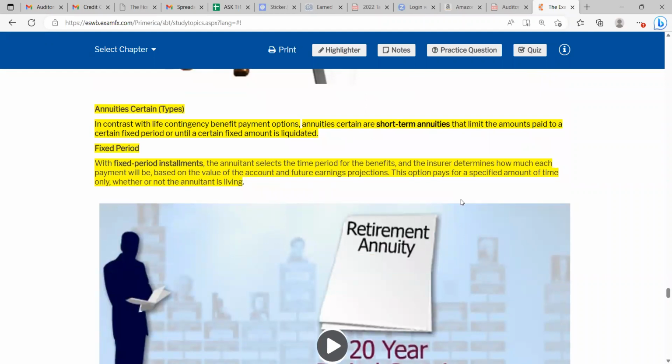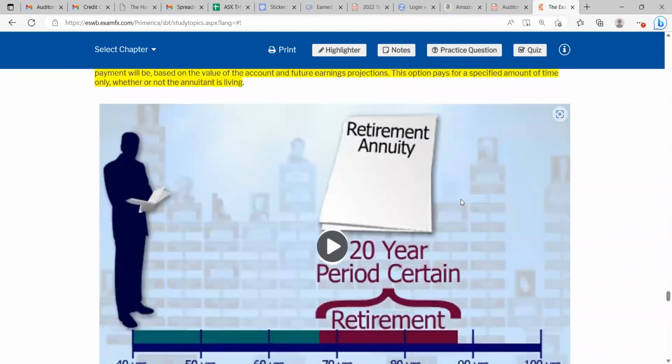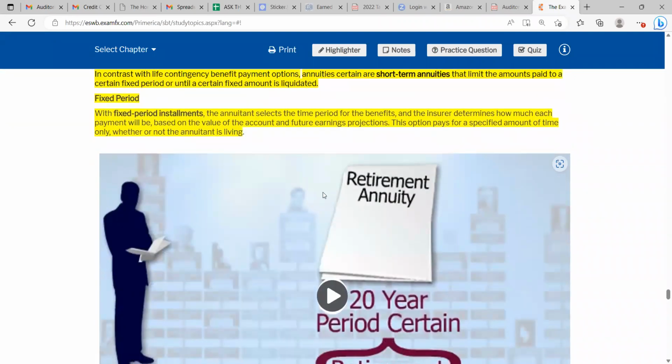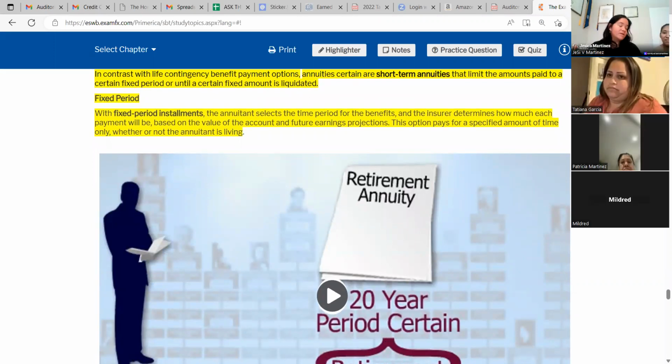So annuities, certain types, we have fixed period. This is when you tell them... I feel weird when I don't have them. When I don't see anybody, I feel like I'm talking to myself. I minimize the cameras and I'm like, wait, I can't touch the screen. That's weird.